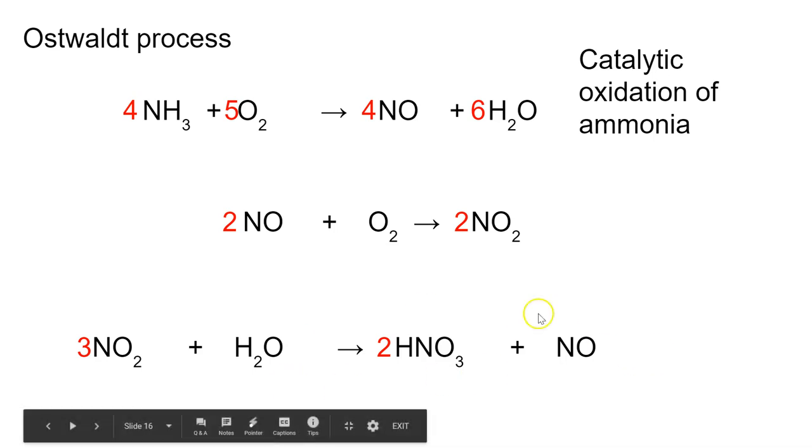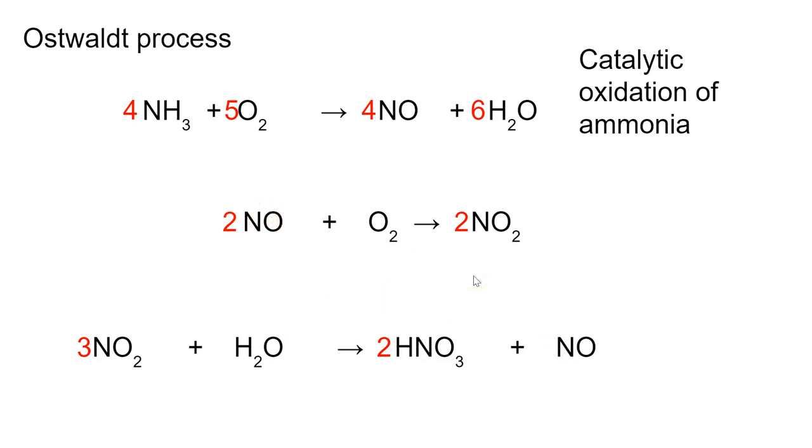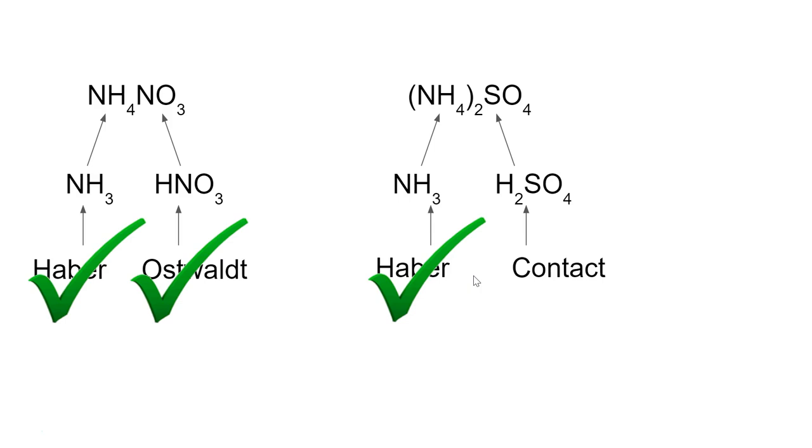All that I need to remember is this one product, nitrogen monoxide, I just pump back into the system to give me the Ostwald process. Okay, in our next video, we will have a look at the contact process.